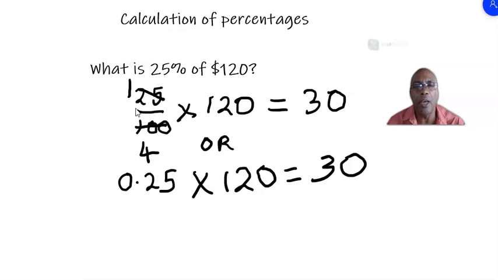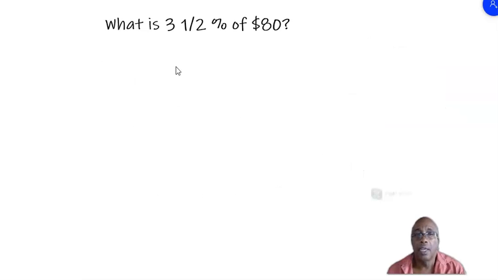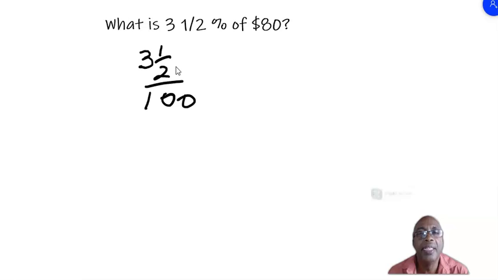So one or the other, but if you have a calculator, it makes it much simpler and much faster, just converting the percentage to a decimal. Look at this example. What is 3.5% of $80? If you write this as a fraction, it'll be 3.5 over 100 times 80. But in that situation, it is best to convert to a decimal.